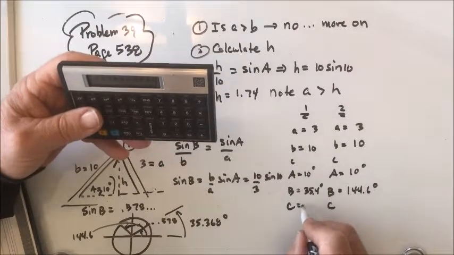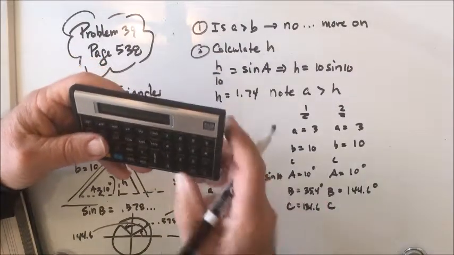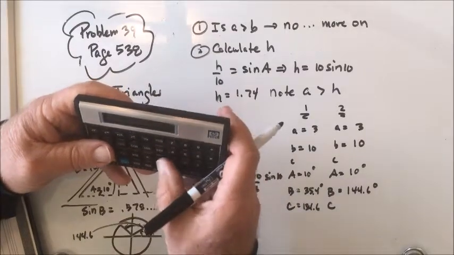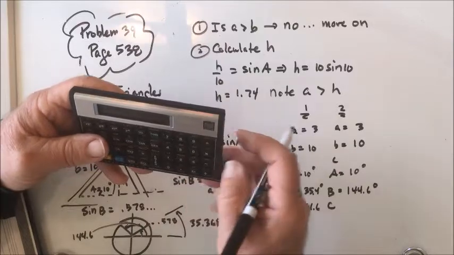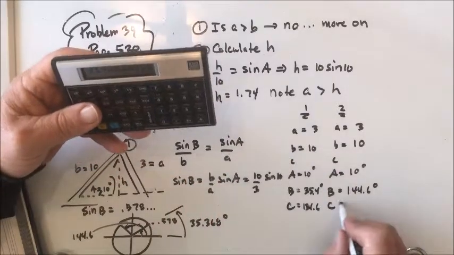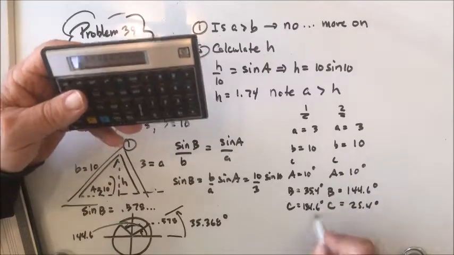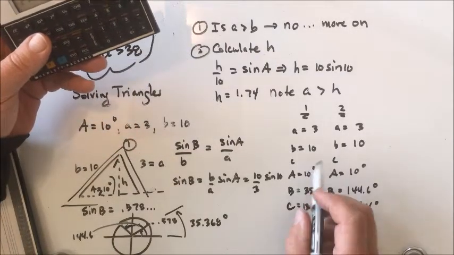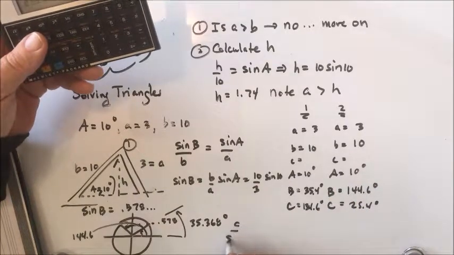So this guy is 134.6, and this guy is 180 minus 144.6 subtract 10, which is 25.4 degrees. And now all that's left is for me to find side C, and we're going to do that again.